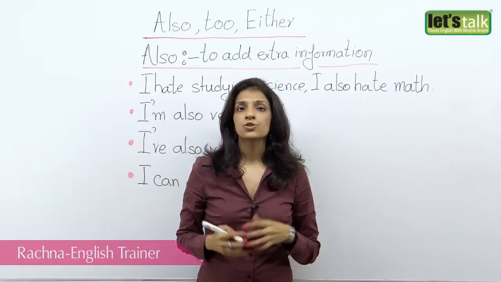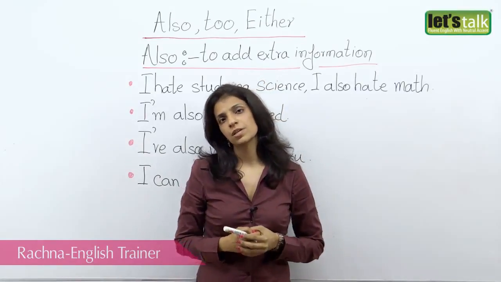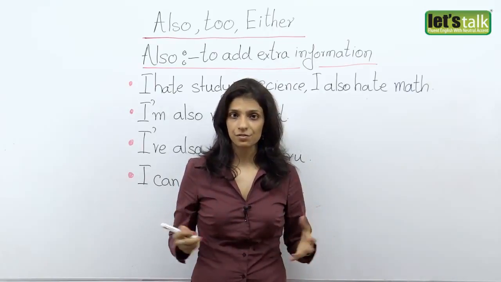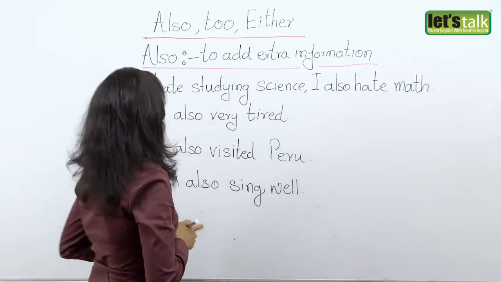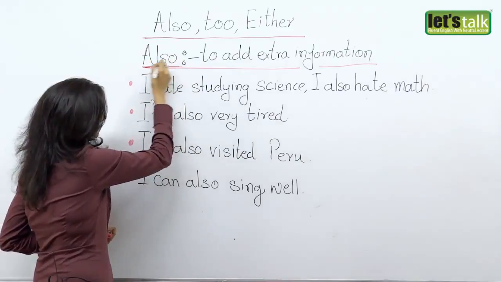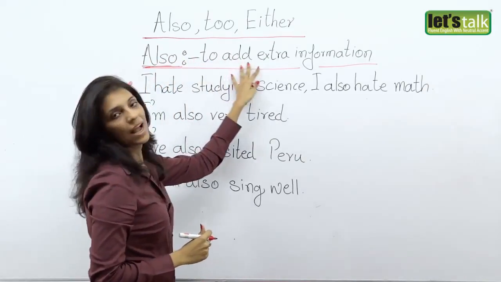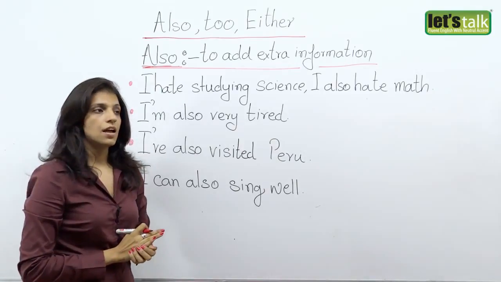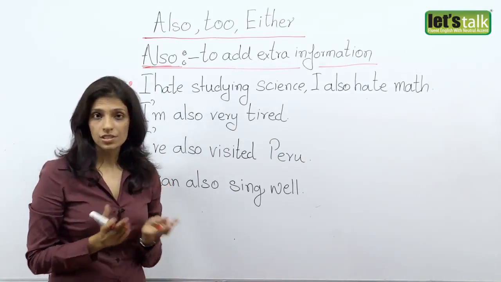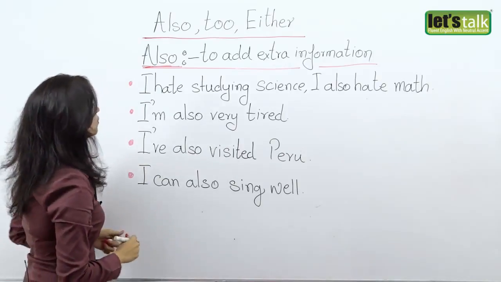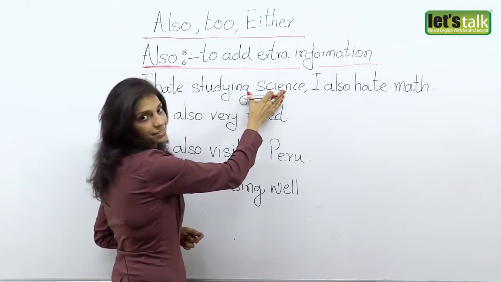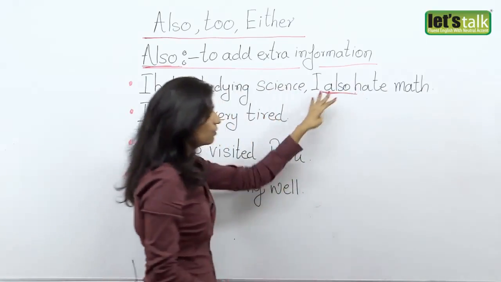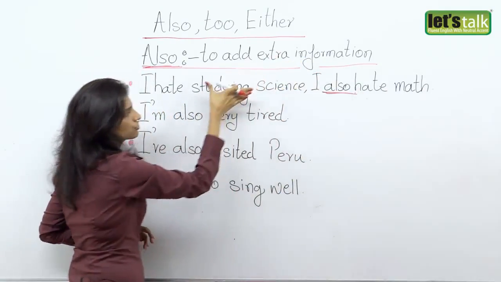Well, too and also have similar usage, but their placement in sentences is very different. So let's take a look at also. We use also when you want to add some extra information to a sentence, and it is always used in positive sentences. For example, I hate studying science. I also hate math. Now, I'm adding extra information to this.